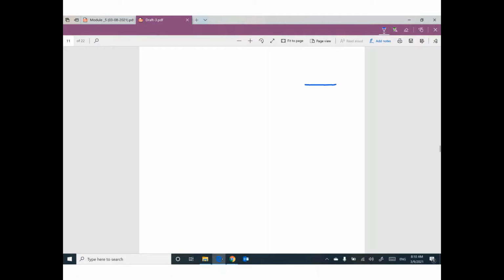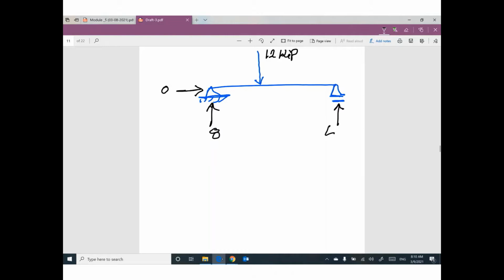what we learned before: we have a beam that looks like this, and we have a concentrated load, for example, 12 kip. We learned that we have two reactions at this hinge and one reaction at this roller. The horizontal reaction will be 0. Probably the vertical reaction here will be 8 and the vertical reaction here will be 4 kips. I'm assuming numbers.